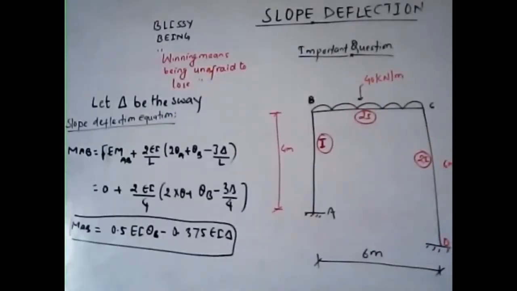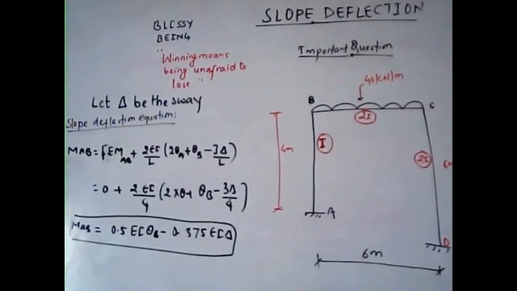Now friends, we need to write the slope deflection equations. So we know that the moment in any section AB using the slope deflection equation is the fixed end moment in section AB plus 2EI by L into 2 theta A plus theta B minus 3 del by L. So this is the general formula. So the fixed end moment in section AB is 0 plus 2 EI. The relative stiffness EI is 1 in section AB, and the length of section AB is 4.